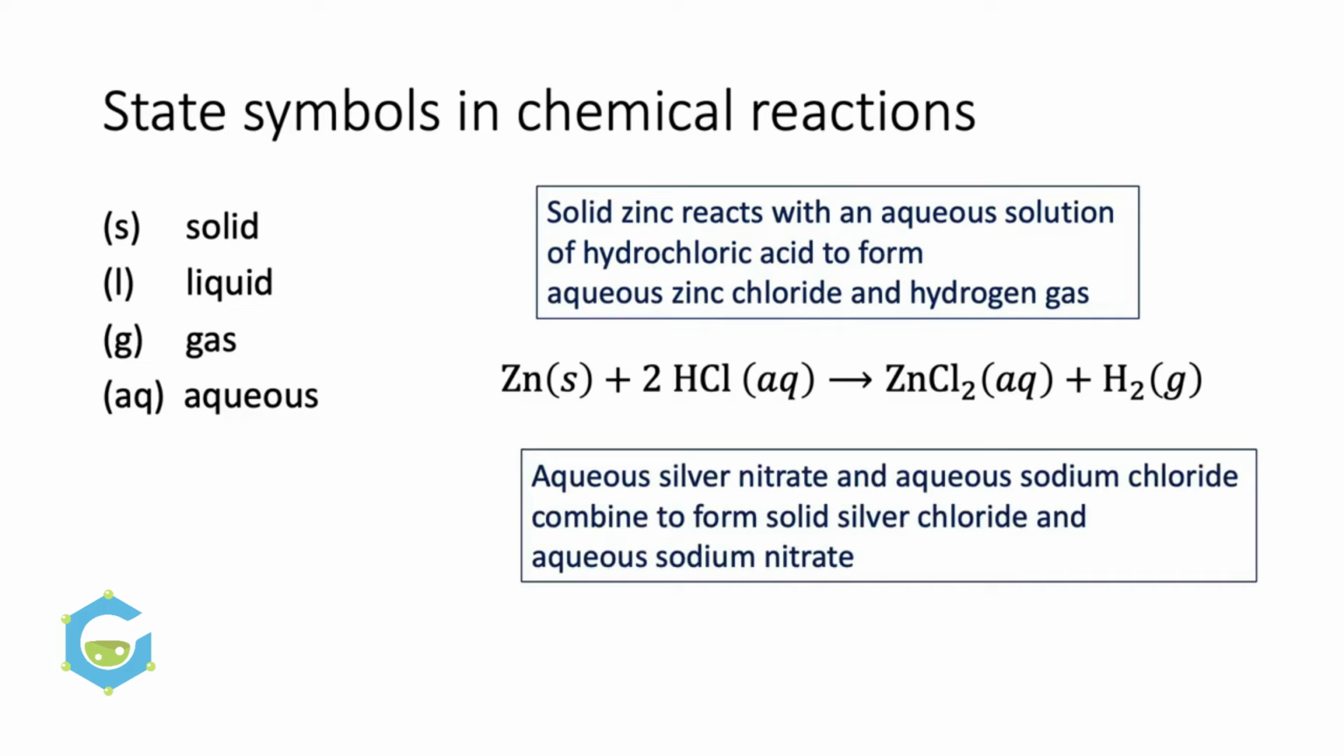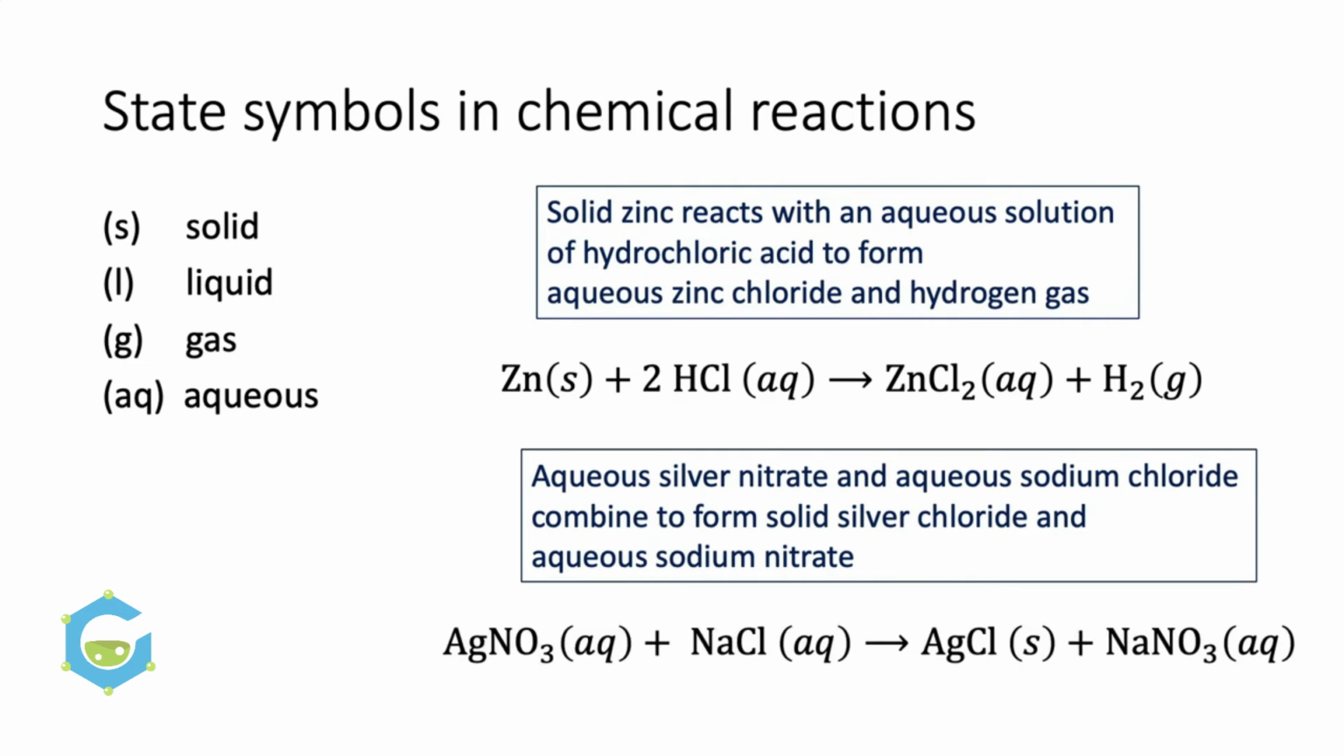Here's another example. Aqueous silver nitrate and aqueous sodium chloride combine to form solid silver chloride and aqueous sodium nitrate. Again, you can see by reading the description, everything here is aqueous except for one of our products, which is solid.